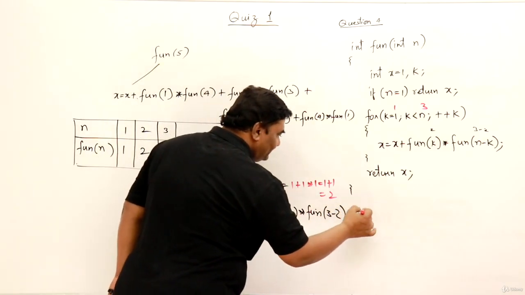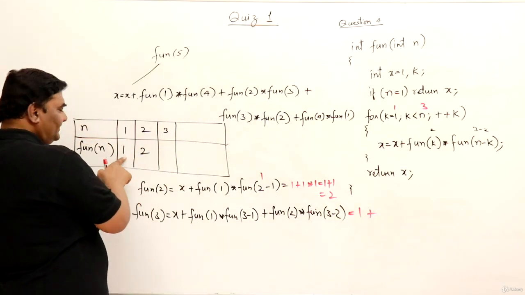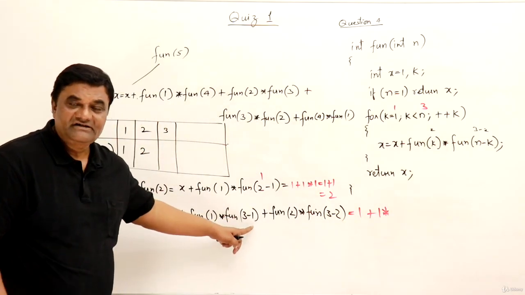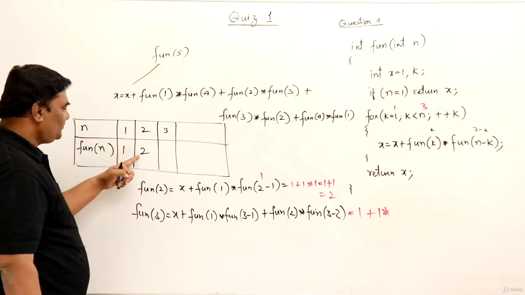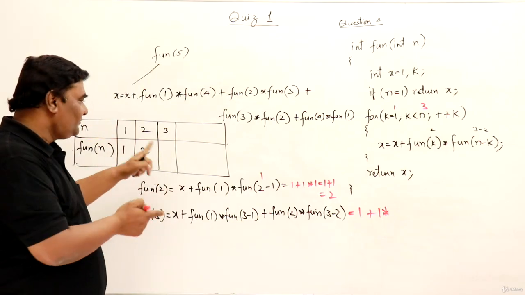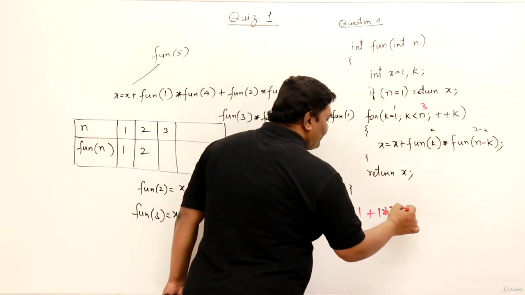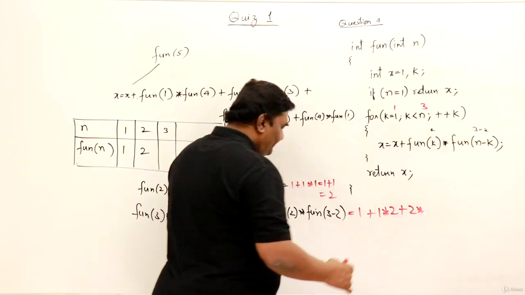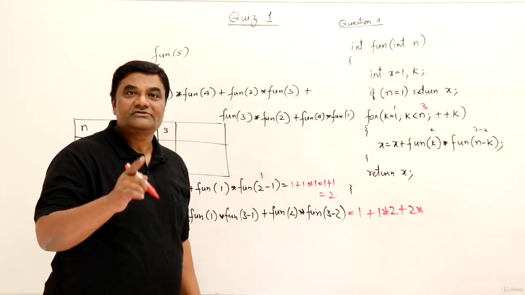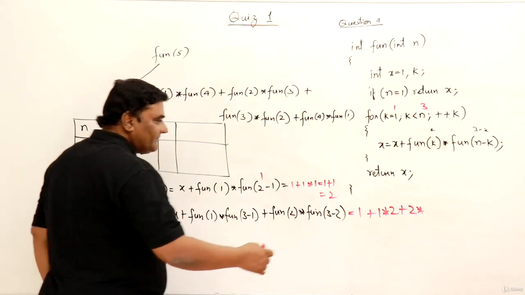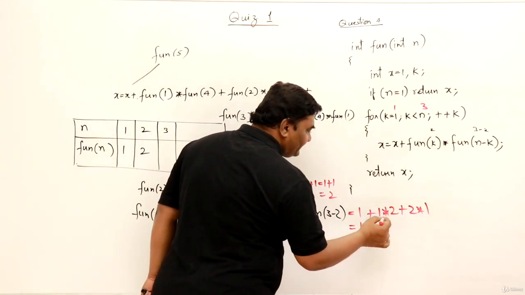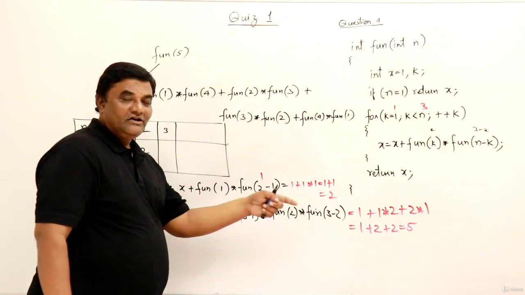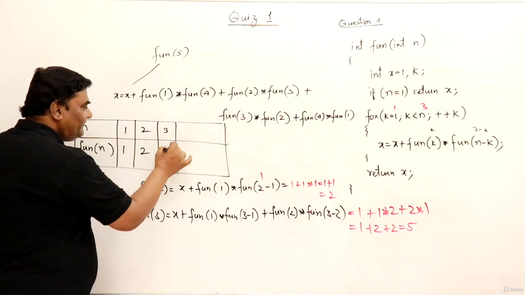This is 1 plus fun of 1, which we already know is 1, into fun of 3 minus 1. 3 minus 1 is 2, fun of 2. What is the value of fun of 2? We know it. See, this is the benefit: we already know the smaller values. So this is 1 into 2 plus fun of 2, which is 2, into fun of 3 minus 2. 3 minus 2 is 1, and fun of 1 is 1. Then total: 1 plus 1 into 2, 2 plus 2 into 1 is 2. So this is 5. We got the answer as 5.